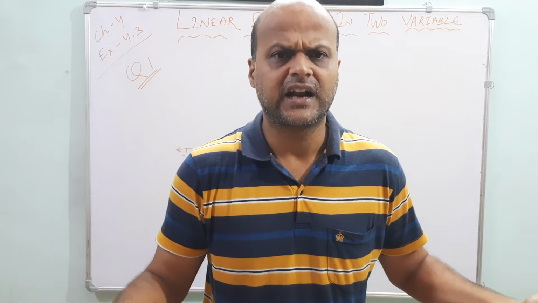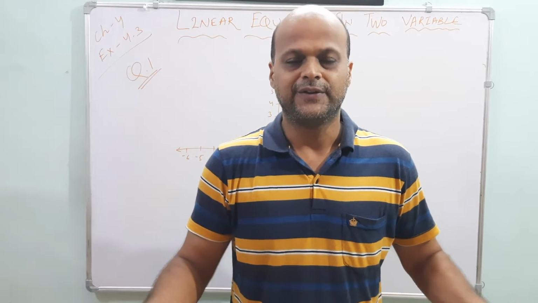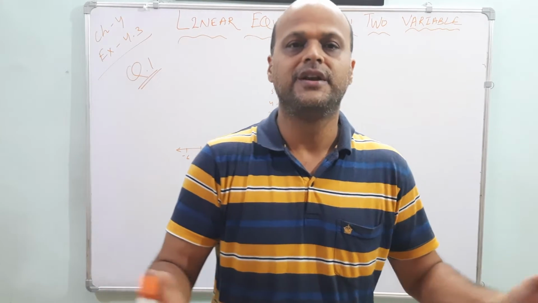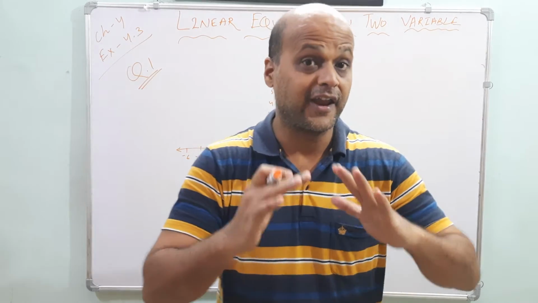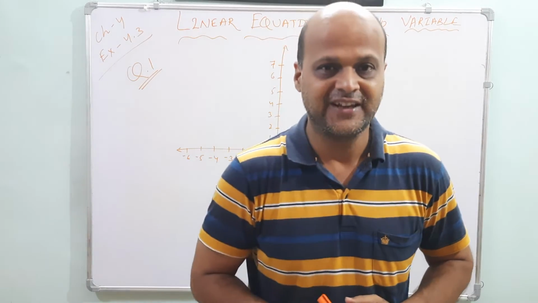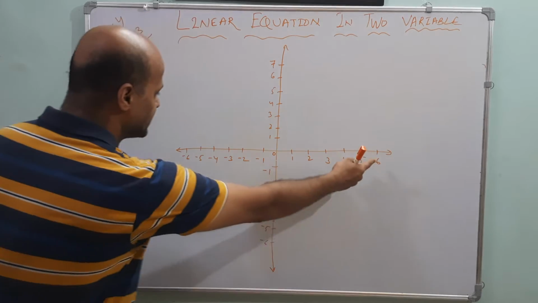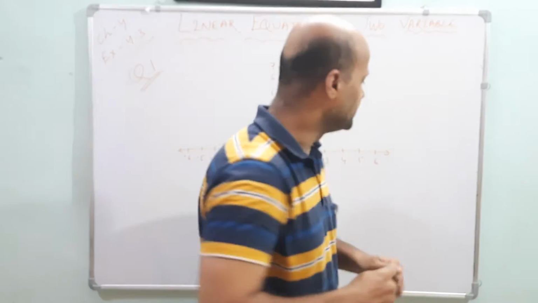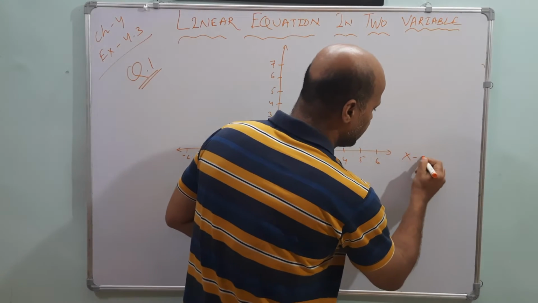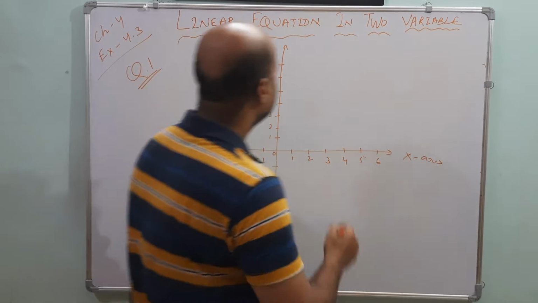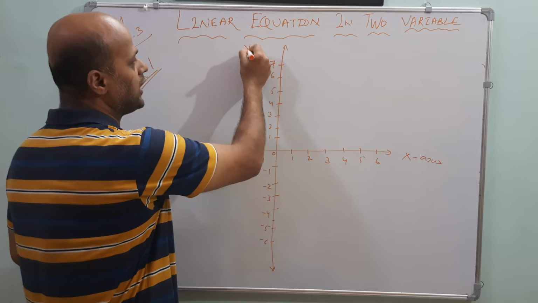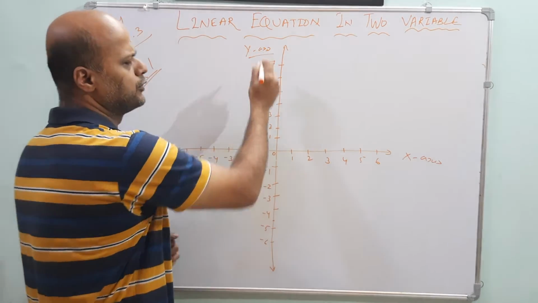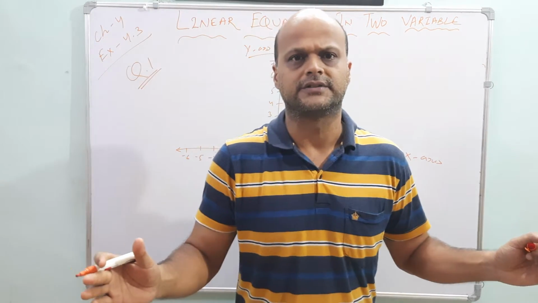Okay, but what is a graph paper? Graph paper has a combination of vertical and horizontal lines. These horizontal lines are called the x-axis, and the vertical lines are called the y-axis. This is the simple idea regarding the graph, my dear friends.